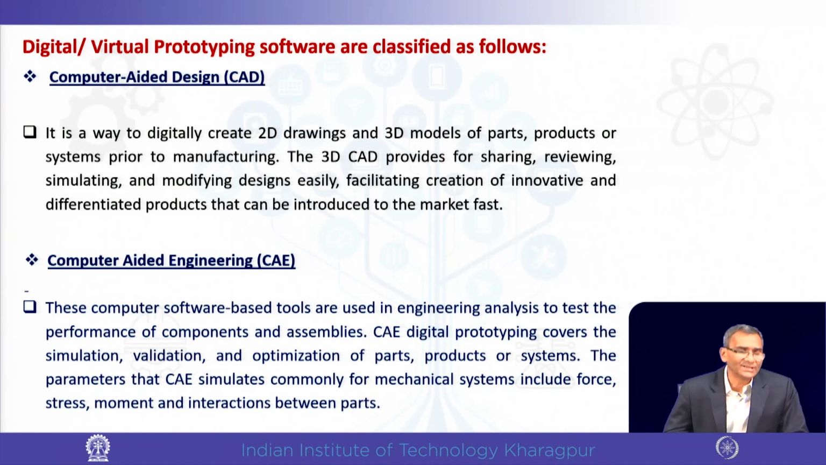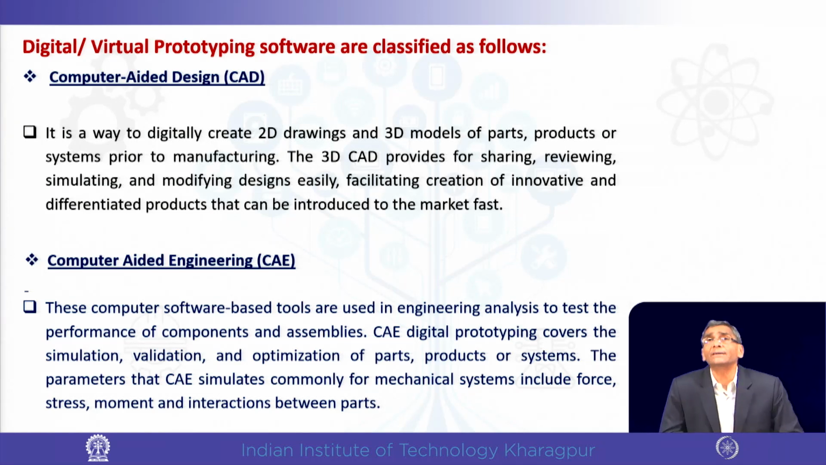CAD is a way to digitally create 2D drawings and 3D models of parts, products and systems prior to manufacturing. The 3D CAD provides for sharing, reviewing and simulating. Some CAD software, like SolidWorks and CATIA, have simulation features to a certain extent. So it is not only design, but simulation also is possible with the available configuration or licenses. Computer aided engineering, as I have already discussed, is the simulation to test mechanical properties, including force, stress, moment, interaction between parts and such things.